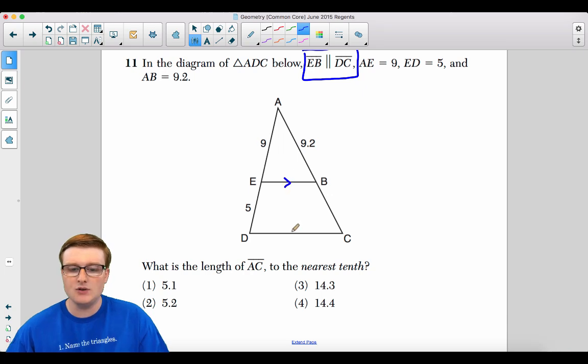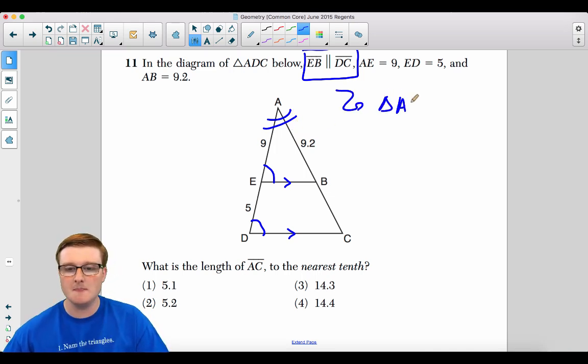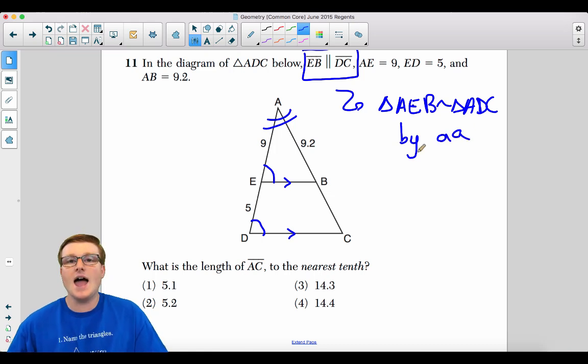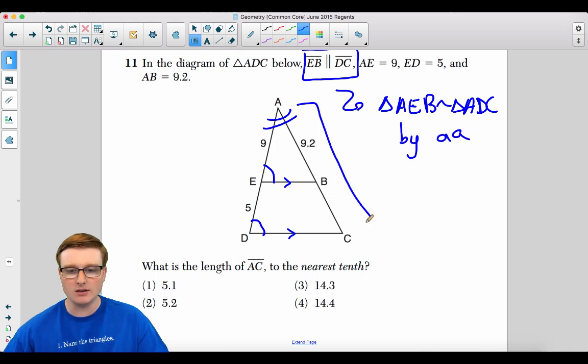Well, if you know that the lines are parallel and they're cut by a transversal, I know personally that angle D is congruent to angle AEB. And angle A is reflexive in this small triangle and the big triangle. So we can conclude that triangle AEB is similar to triangle ADC by angle. And that's important because now we could set these two triangles in proportion to solve for the length of AC, which is going to be your x value.